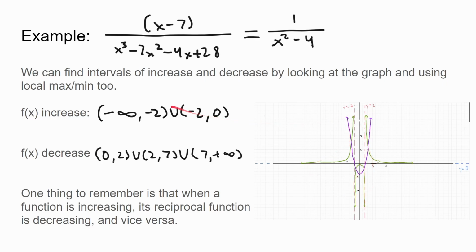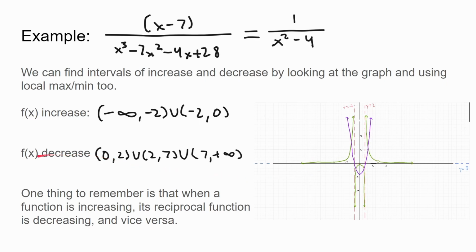The reason why I use circle brackets here and a union is because there's no actual value at x equals negative 2, since there's an asymptote here, there can't be anything at negative 2. So that's why there's circle brackets here. So it's from negative infinity to negative 2, and from negative 2 to 0.